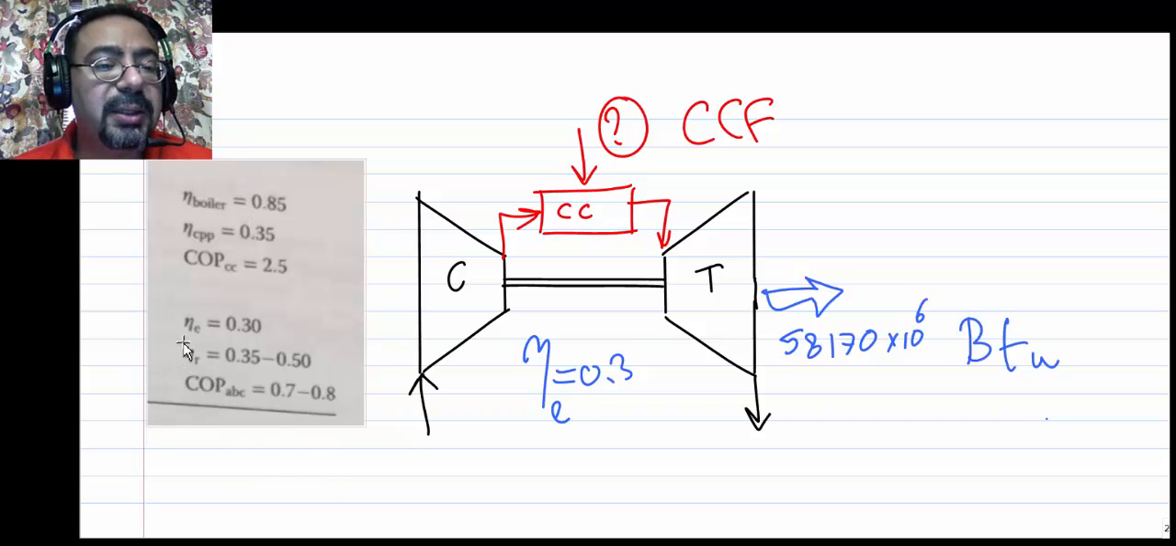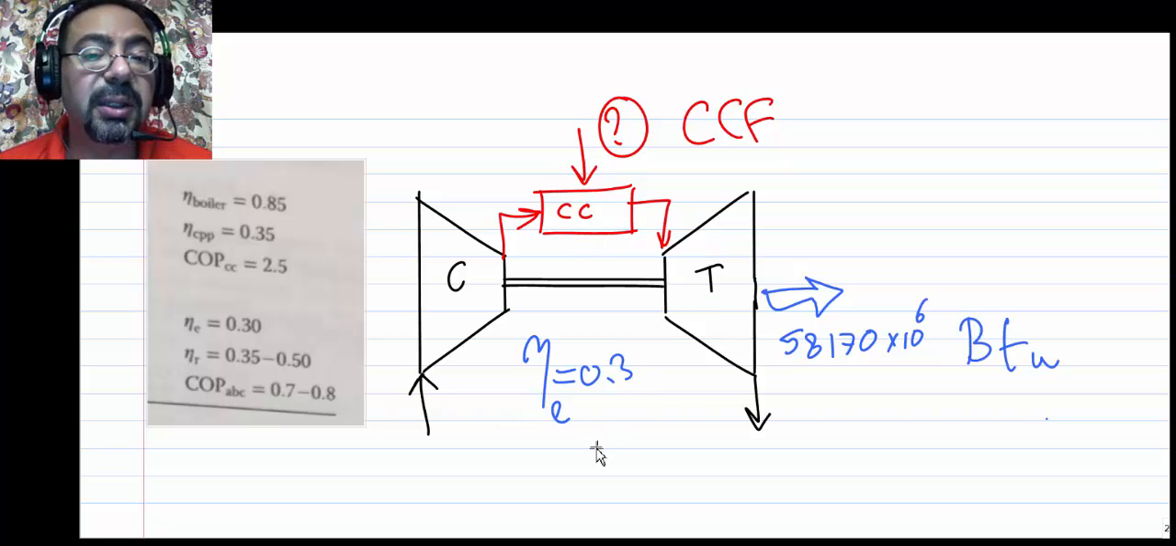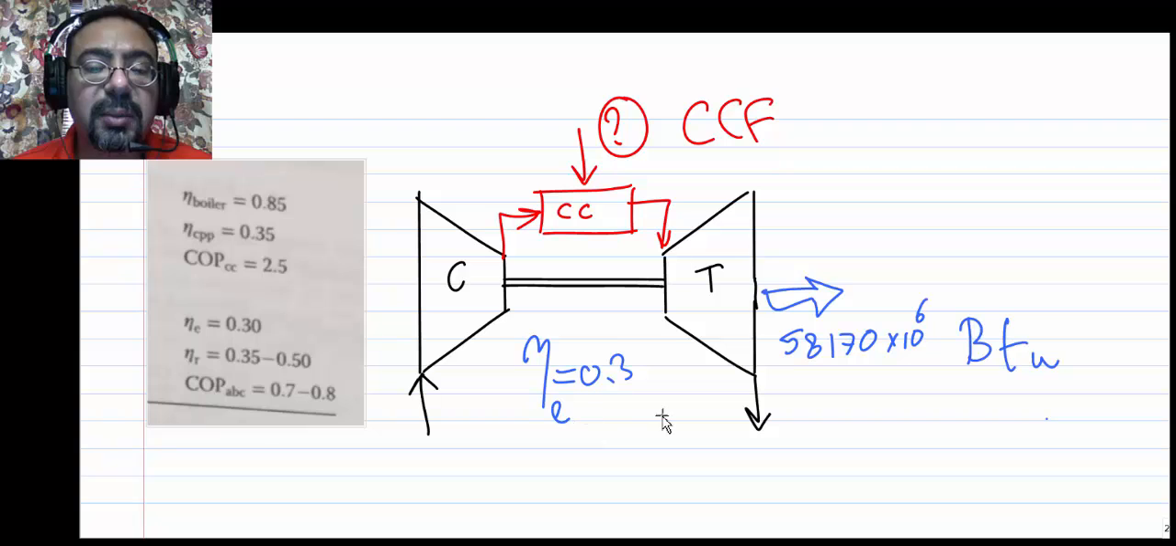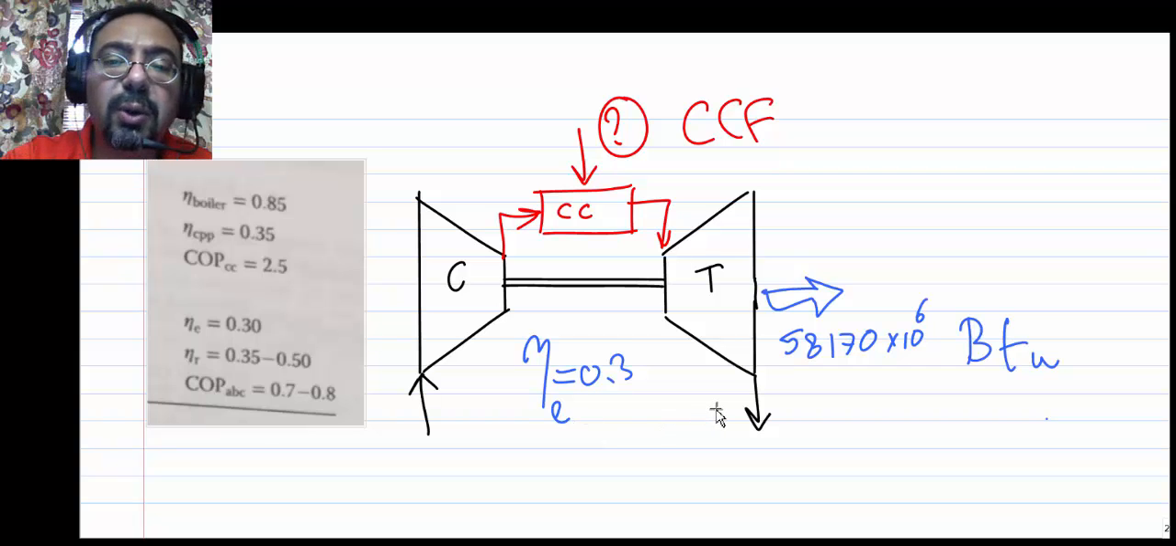So one of those numbers is ETA electric, 30%. He assumed this power plant, this gas turbine cycle, compressor, combustion chamber and turbine, has an electric efficiency of 30%. That includes the thermal efficiency and mechanical losses in the bearing and generator efficiency. So it's the plant efficiency, ETA electric. That's easy, we all remember that.